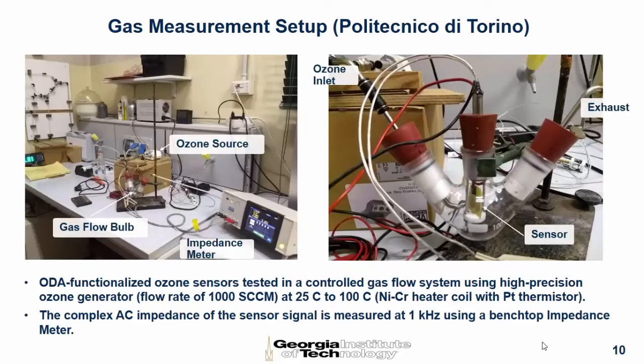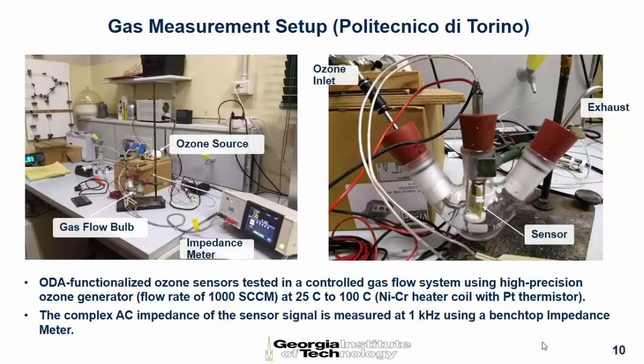Okay. This is the gas measurement setup. We collaborated with Politecnico di Torino in Italy for this, with Professor Jean-Marc Tulliani. So this is the lab he has. It's a very nice setup. He has dry air and different gas supplies. What we have is an ozone source, which is an ultraviolet lamp. The dry air passes through this, and the ultraviolet lamp ionizes the air and creates ozone. The ozone is inserted in this gas tube, and our sensor is standing there, exposed to ozone, and this is the exhaust.